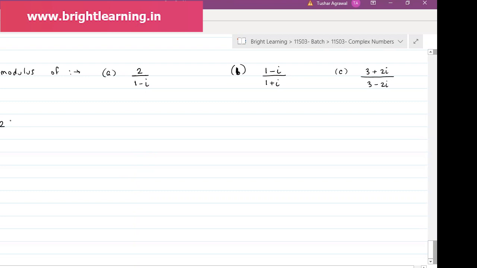See here that 2 is equal to 2 plus i times 0. So what will the modulus of 2 be? Don't think the modulus of 2 will be 4. Modulus of 2 is 2 only. Real part square plus imaginary part square, under root. Modulus of 2 is 2 only. I think you probably made that mistake.